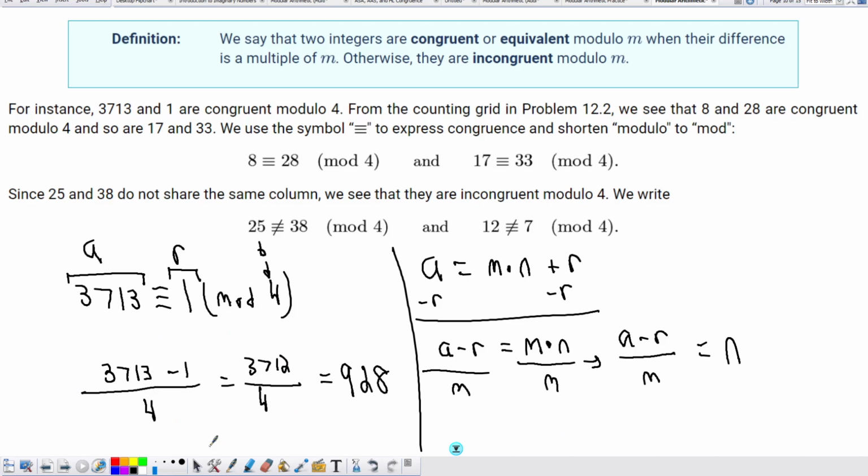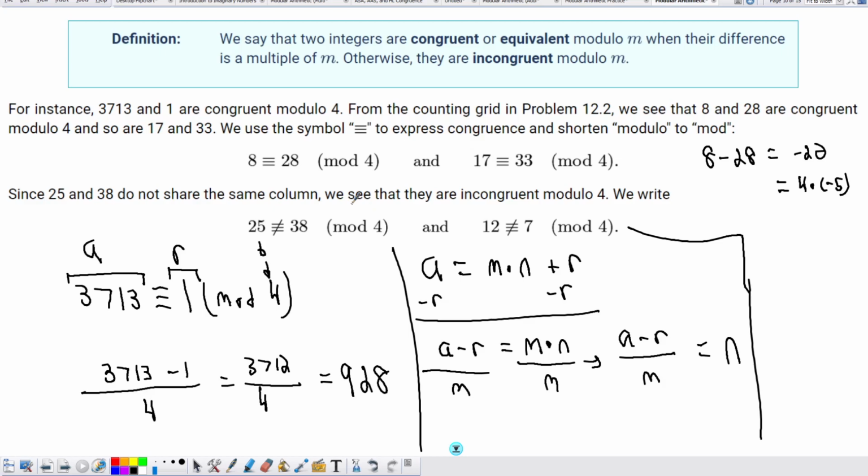Now, to find some more examples, we have that, for instance, 8 is congruent to 28 mod 4, right? So if I find the difference of 8 and 28, we can do 8 minus 28, which is equal to negative 20. And negative 20 is definitely a multiple of 4. It's 4 times negative 5. So yeah, they are definitely congruent. You can check with 17 and 33.